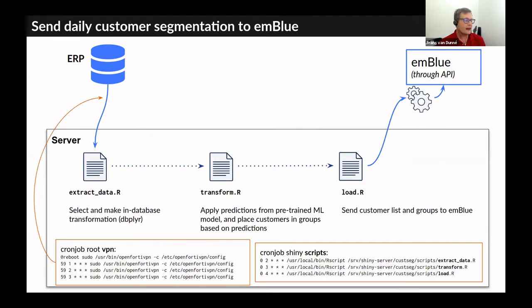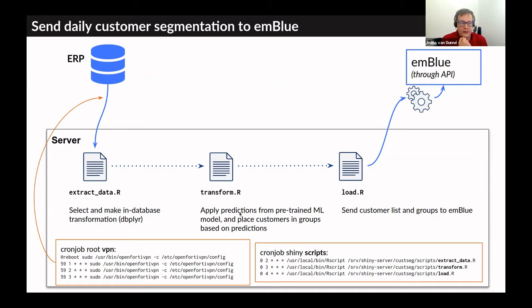Now, the way that this can also be done is that we, first of all, take all the work that we've done in R, and essentially we turn it into extract, transform, and load scripts, right? The first one will extract the data from the ERP, it will make the select, it will do the in-database transformations so that we don't pull everything. Lazy loading and dbplyr are our friends there.